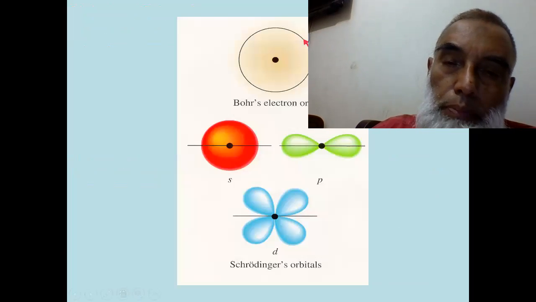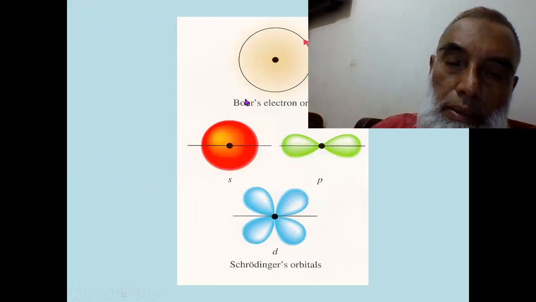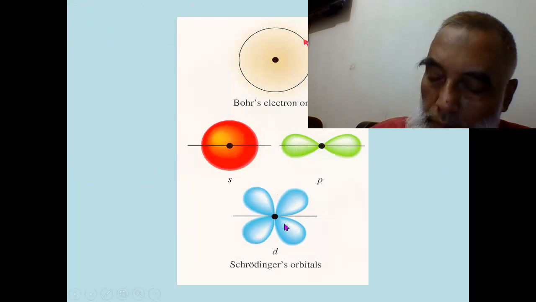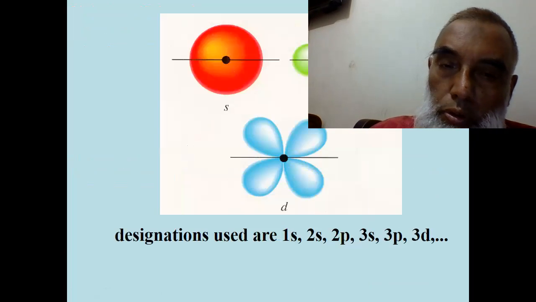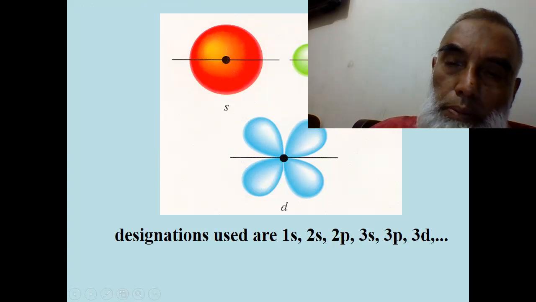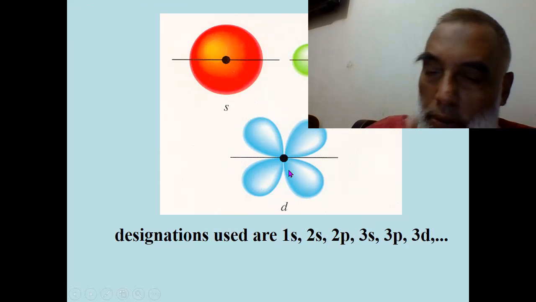This is the shape of the s orbital. This is a spherical orbital. The p orbital is dumbbell shaped, and this is the d orbital. These were mathematically deduced by Schrodinger. 1s, 2s, 3s, all s orbitals are like this. Similarly, all p orbitals, 2p, 3p, 4p, 5p, are like this. Similarly, 3d, 4d, 5d, all d orbitals are like this.